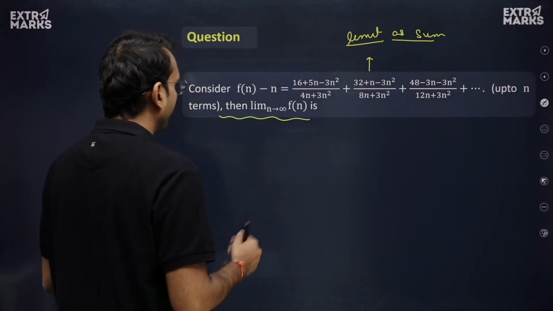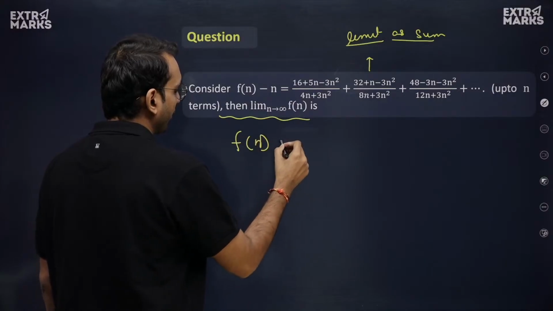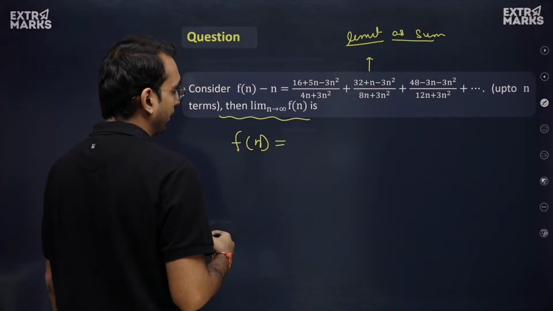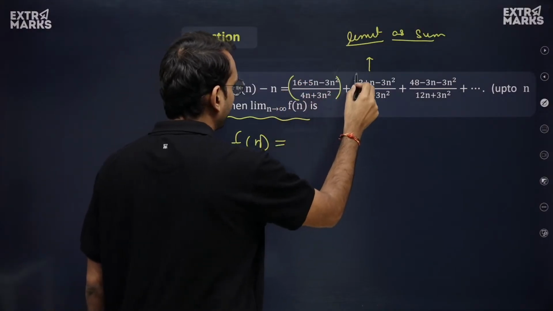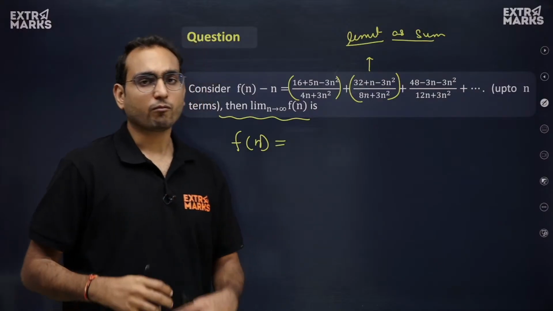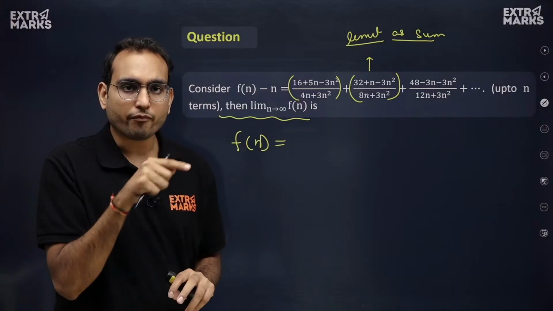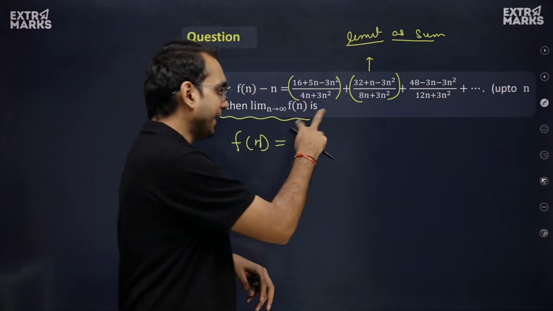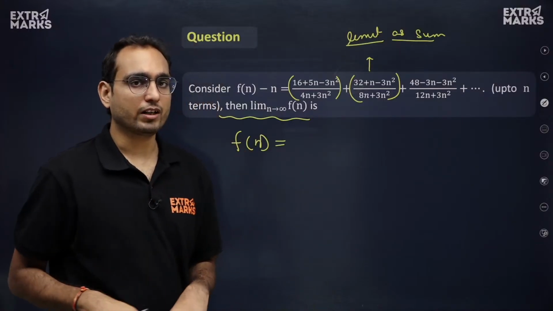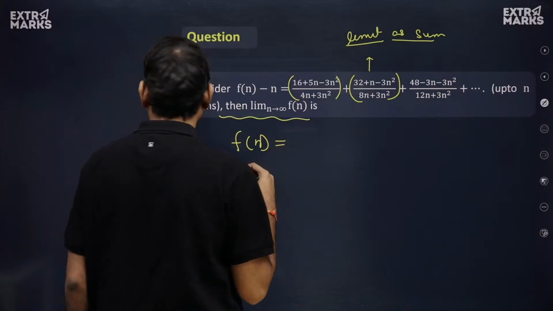So let's find out the value of this. First we have to find the Fn. So Fn will be equal to this whole expression plus n. Now let's find out the expression in terms of R. You know what we do in the limit as sum? We represent this whole summation in terms of sigma and then write the whole expression in terms of R and n, then replace R by x and n by 1 and then we just integrate that. So let's first find out what this is.